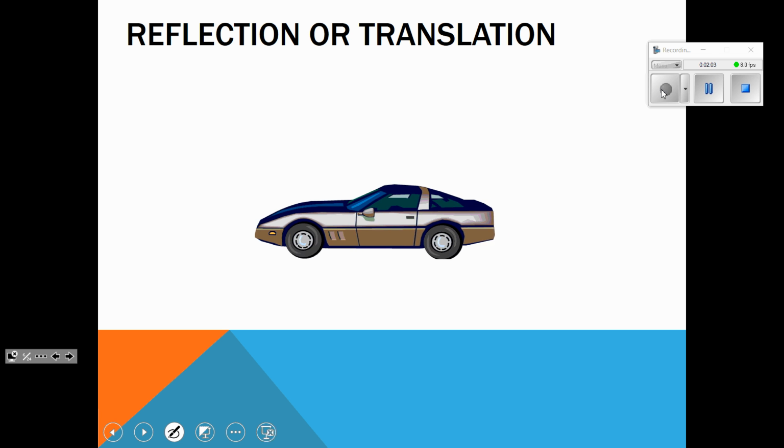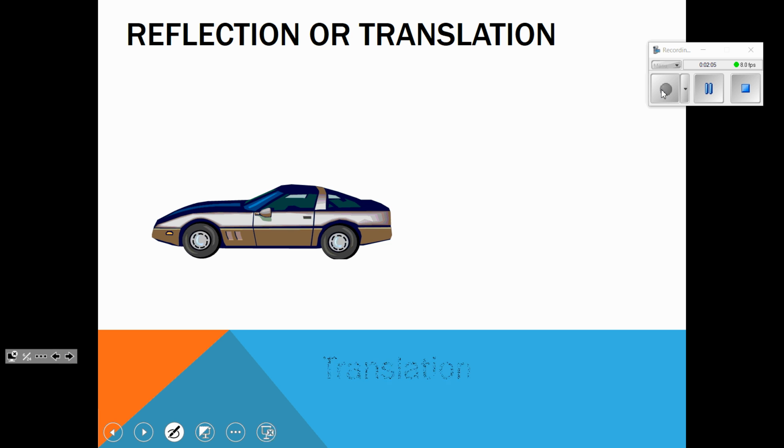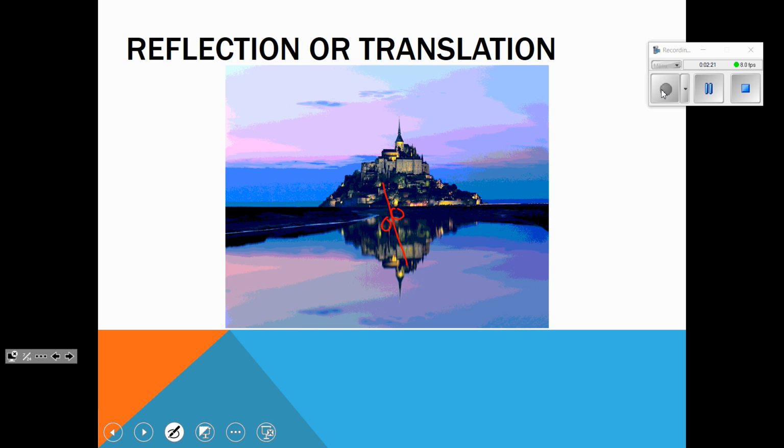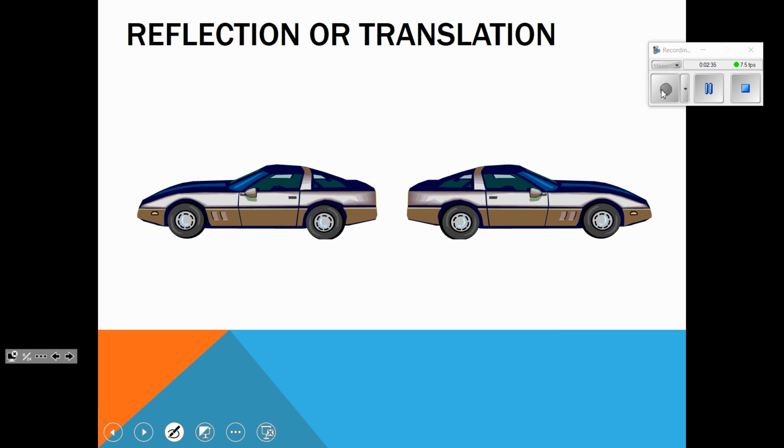This car is sliding across the screen, so that is a translation. Here again you see two footprints with the big toe here and the big toe here. So there was a line of symmetry that it flipped over, so that is a reflection. Here with the water, you can see a line of symmetry right here. That is a mirror image of one another, so that is a reflection. Here is a line of symmetry. That car has been flipped, so that is a reflection.